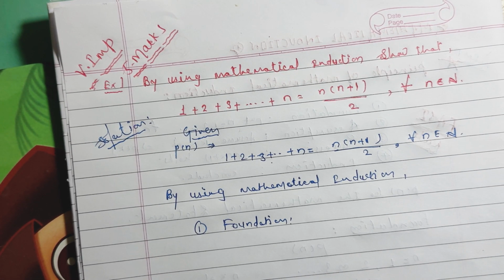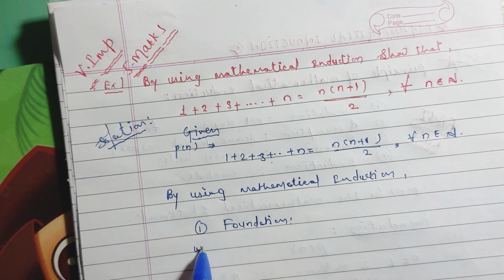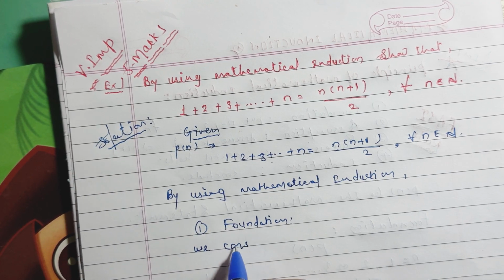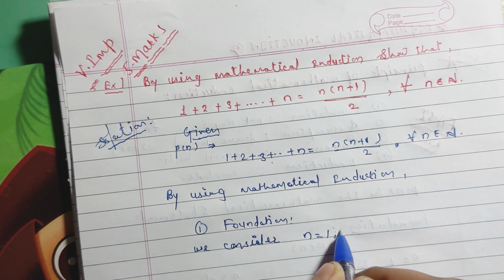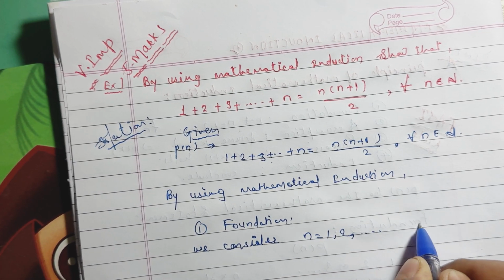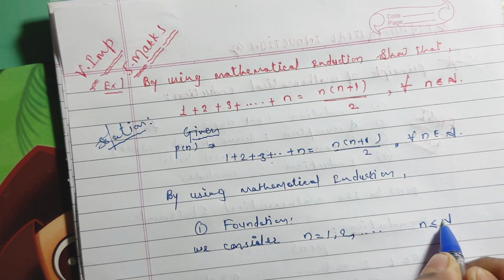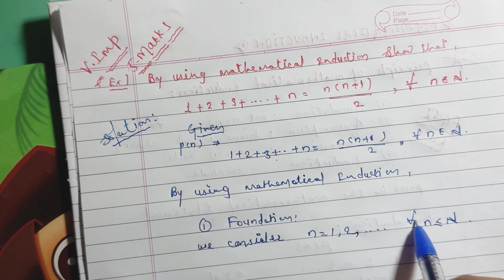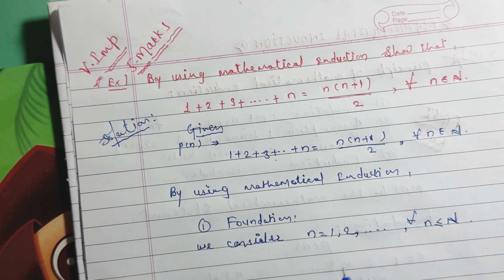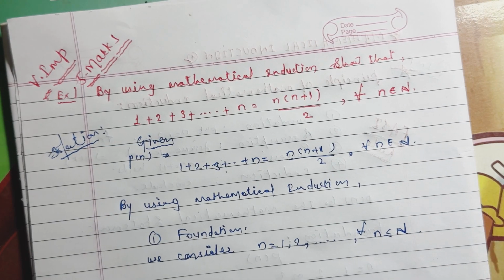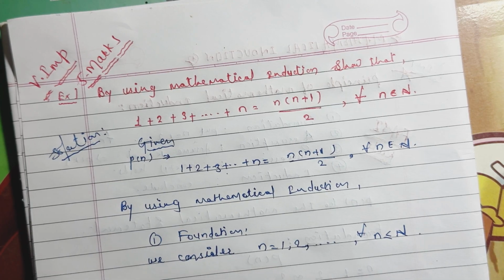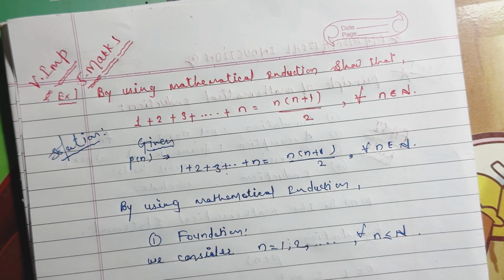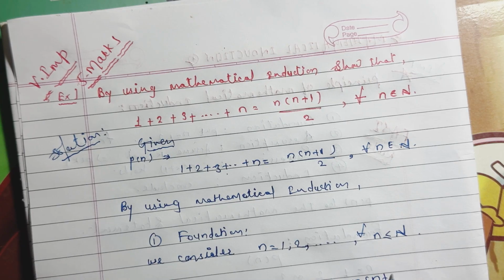In our foundation stage we consider n equal to 1, 2, 3 and so on, for all n in the natural numbers. That means we are replacing the value of n with 1, 2, 3 and so on in our P of n. So what is our P of n? It gives us 1 plus 2 plus up to n, which is equal to n into n plus 1 divided by 2.